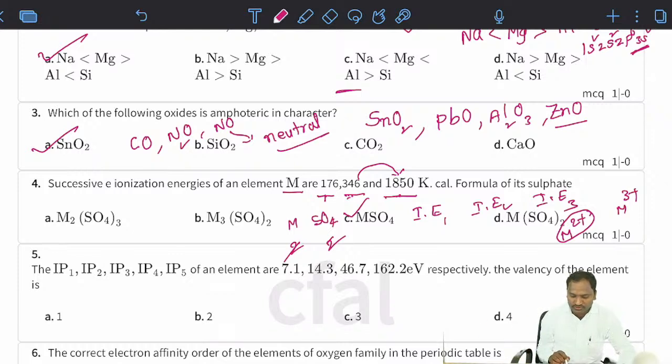Same question, students, not same question, same model. Can you tell fifth question answer, students? Fifth question. So here this is IE1, IE2, IE3 and fourth ionization energy.